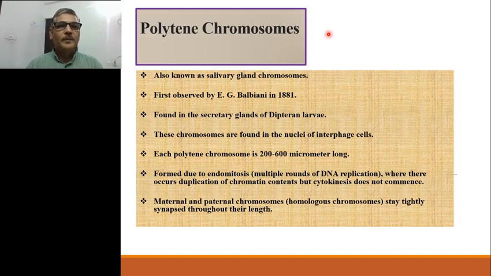Polytene chromosomes are also known as salivary gland chromosomes. These chromosomes were observed for the first time by E. G. Balbiani in 1881. He was able to see these chromosomes in Chironomus. Actually, Chironomus, mosquito, Drosophila, and houseflies, even several pest flies like melon fruit fly, in their larval stage, Polytene chromosomes can be seen, particularly in their salivary glands. So that is why these chromosomes are also referred to as salivary gland chromosomes.